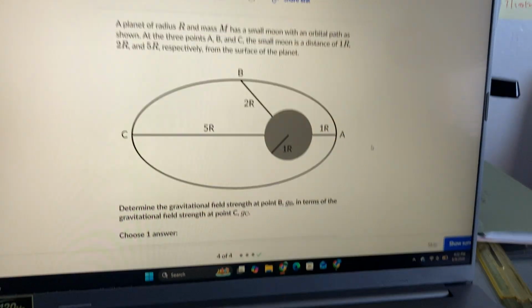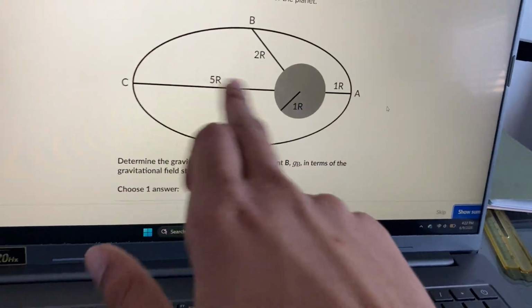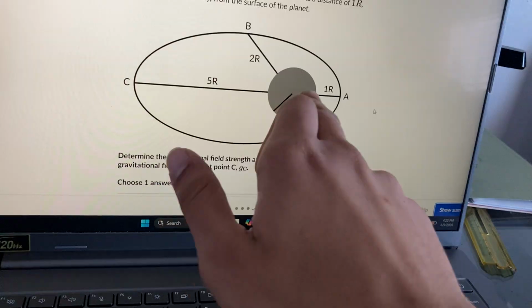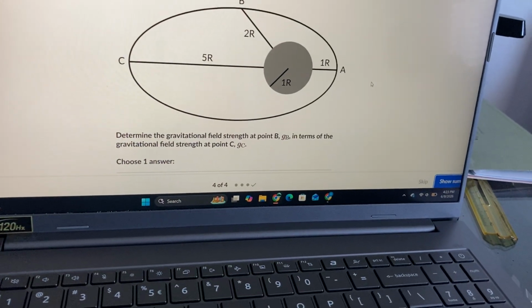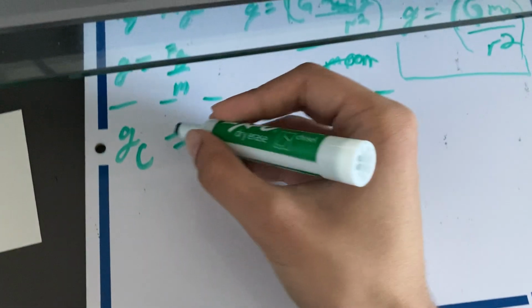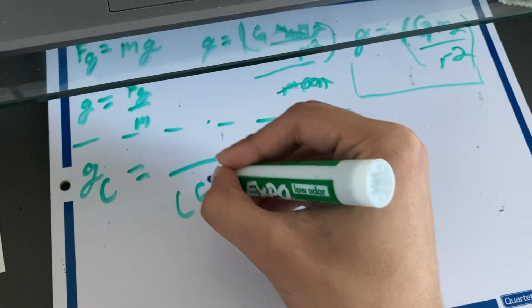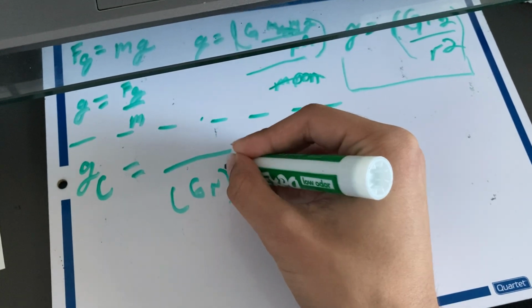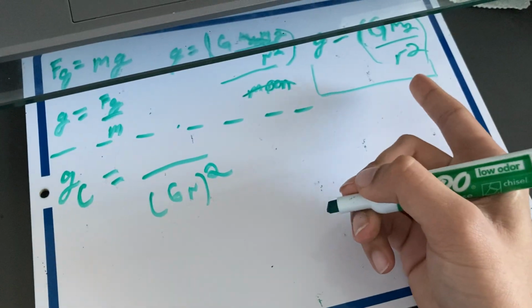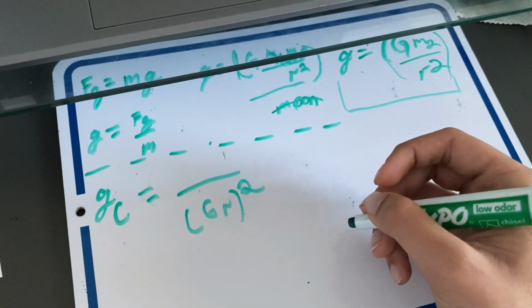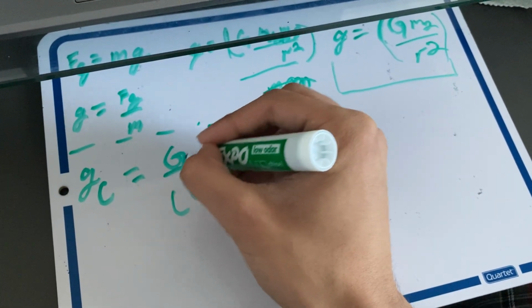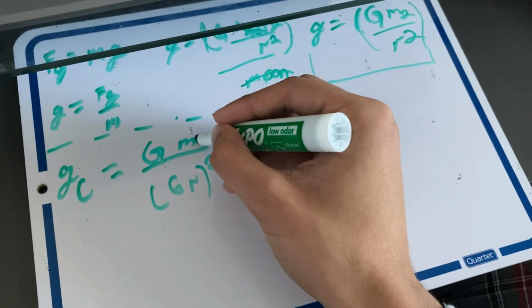So what do we know about GC? We know that it's got this 5R, but there's a 1R right here as well. So together that makes 6R. So here's what we're going to do. Let's substitute our 6R in place of this r squared, and then put our GM2.